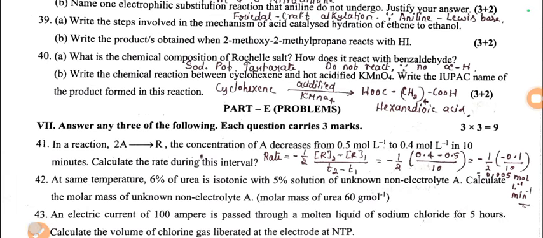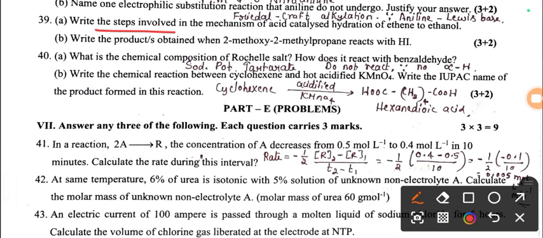39th question is an expected question: steps of the mechanism of acid catalyzed hydration of ethene to ethanol. In a separate video I have given chapter-wise important notes, 1-page notes, you can refer to that. 39th A and B both are very direct questions.